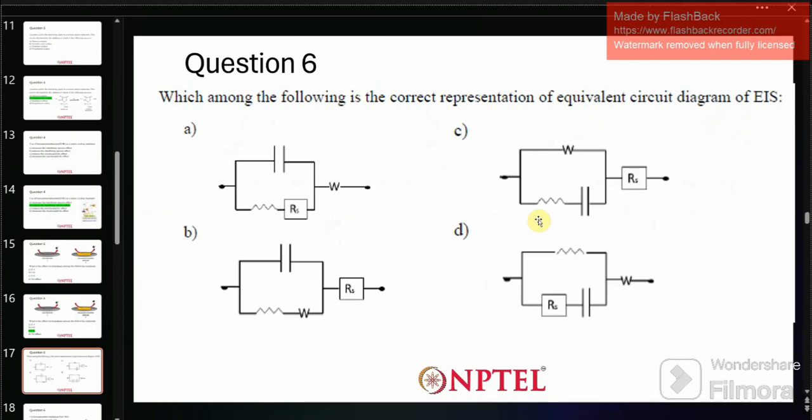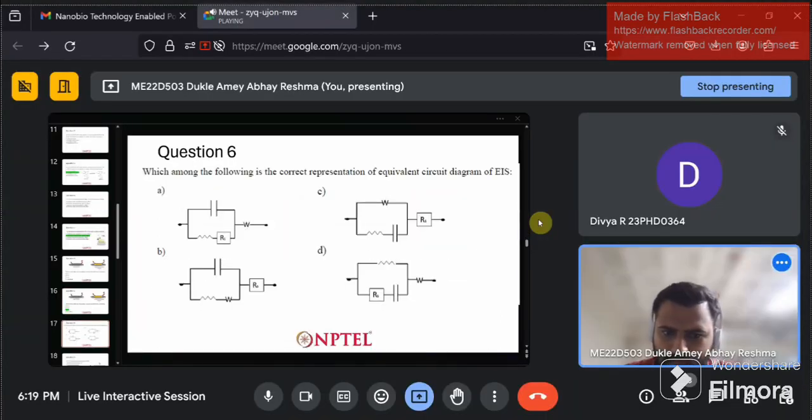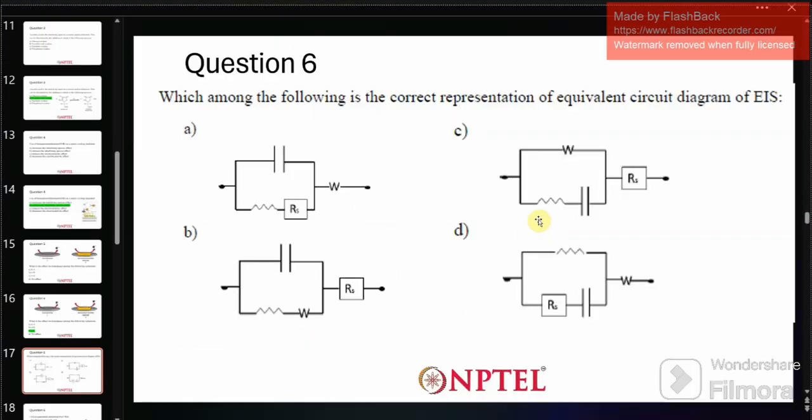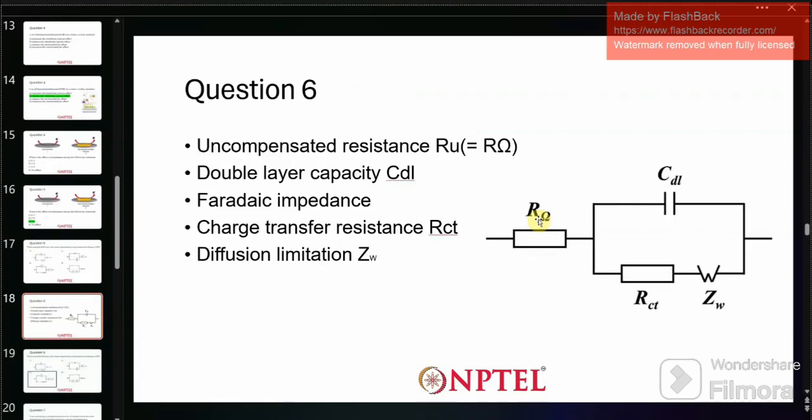Then moving to question 6, which of the following is the correct representation of the equivalent circuit diagram of electrochemical impedance spectroscopy? So EIS. What do you think will be the appropriate equivalent circuit diagram for EIS? This is a bit complicated and people with a bio background will find it a bit difficult to know, but it has been given specifically in the lecture slides as well as discussed in the lecture, but okay, I'll give you every parameter in detail.